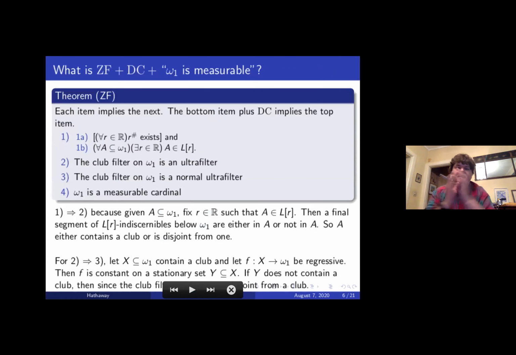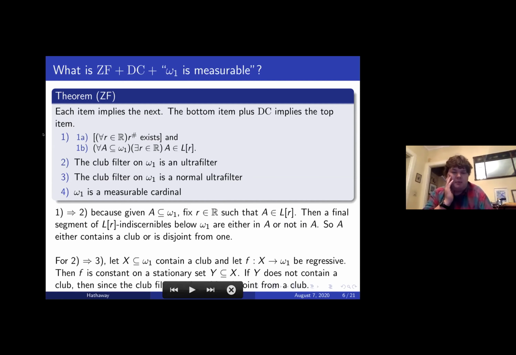So this slide, I think maybe we could have a discussion about. I claim that each item implies the next, and the bottom item plus DC implies the top item. In particular, this would give that ZF plus DC plus omega 1 is measurable is the same thing as ZF plus DC plus omega 1 is measurable via the club filter. And it sounds like people think that's not the case.